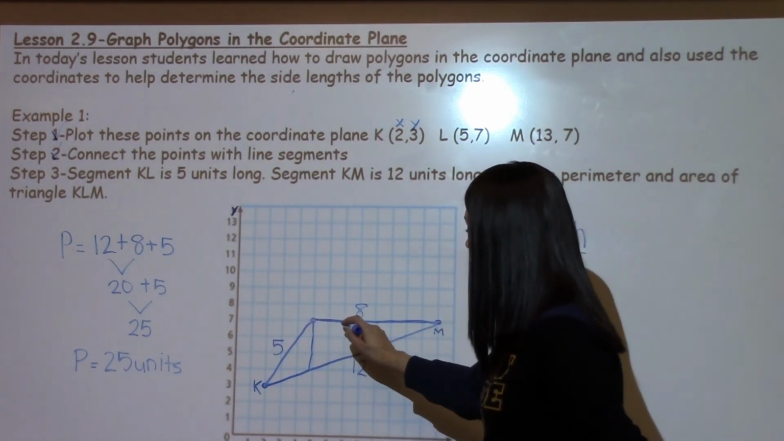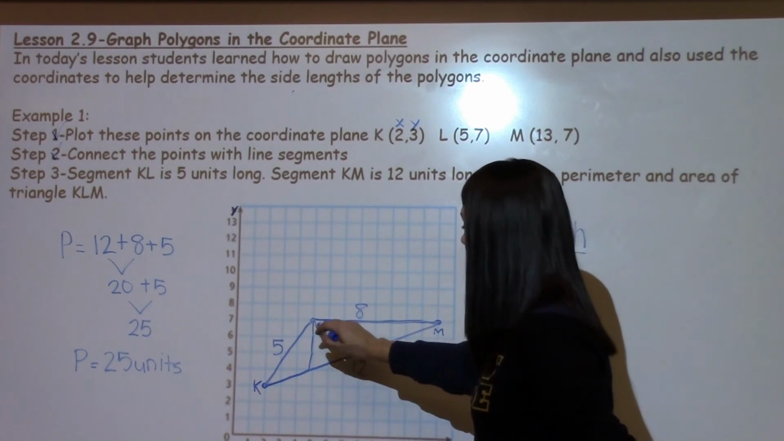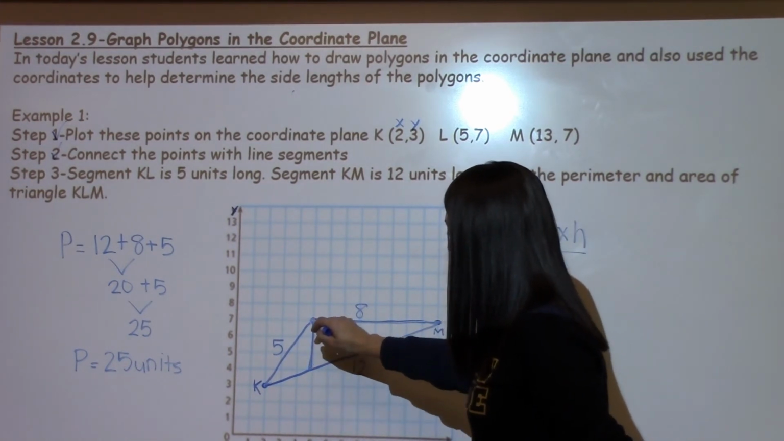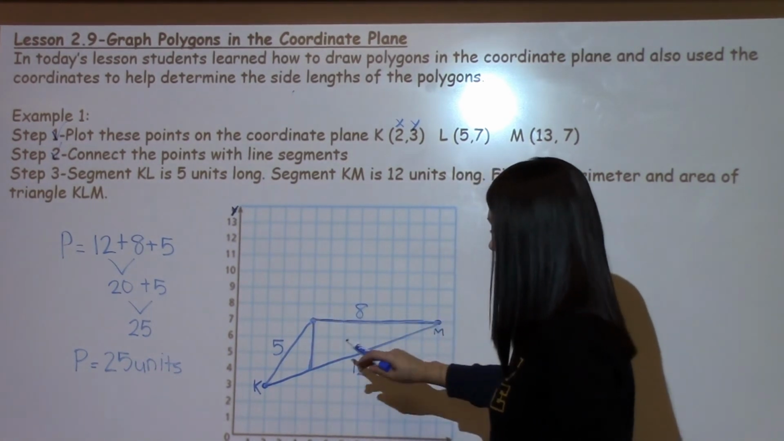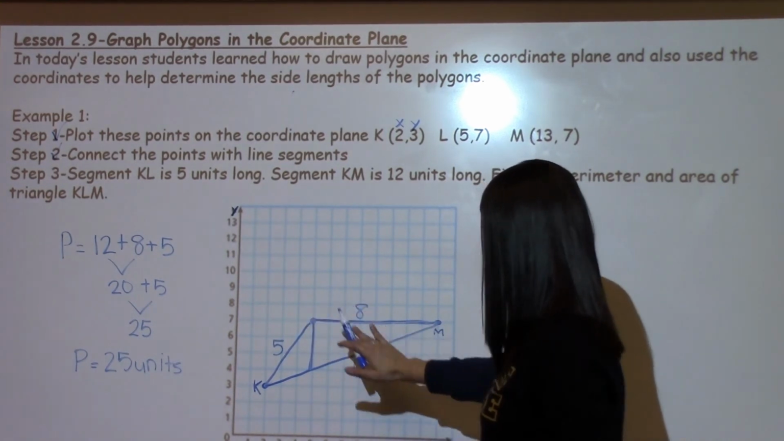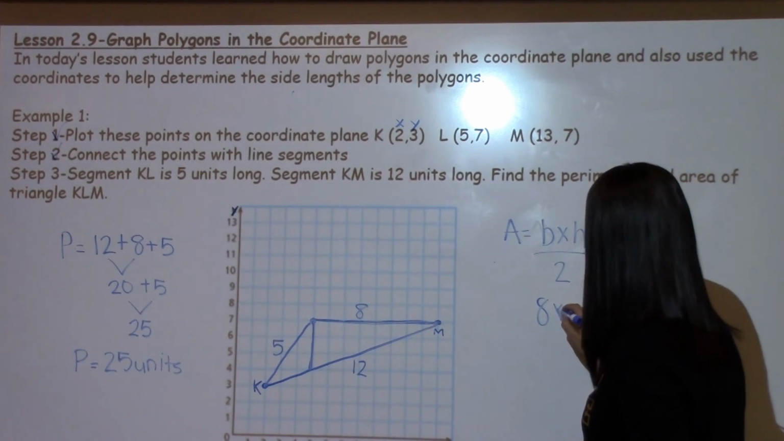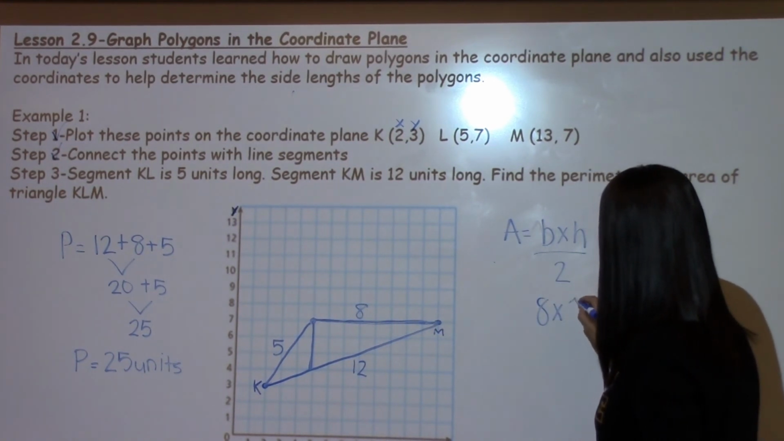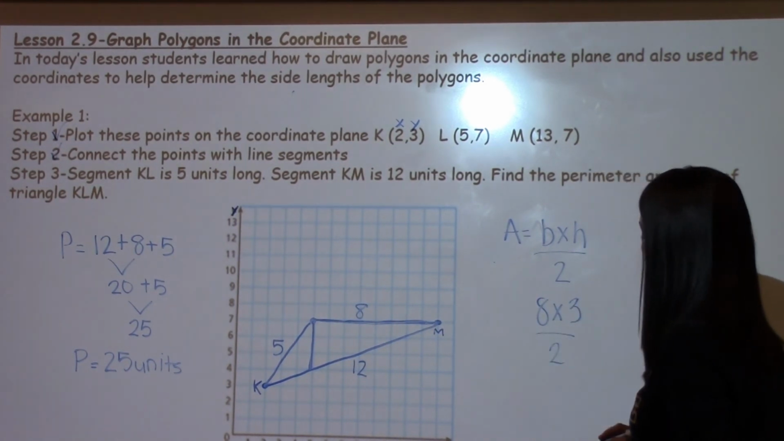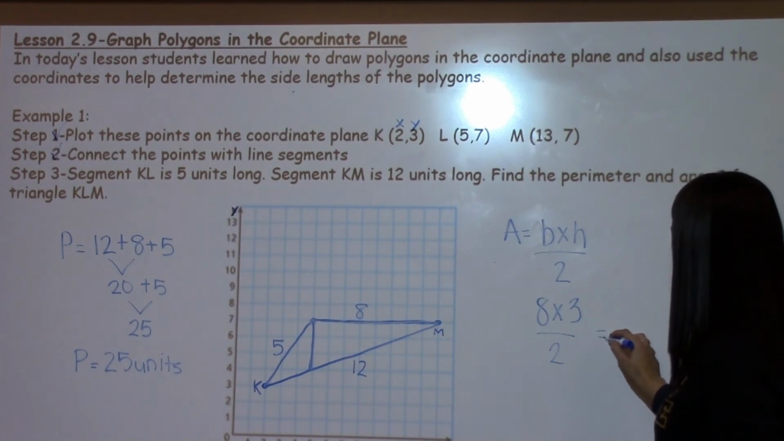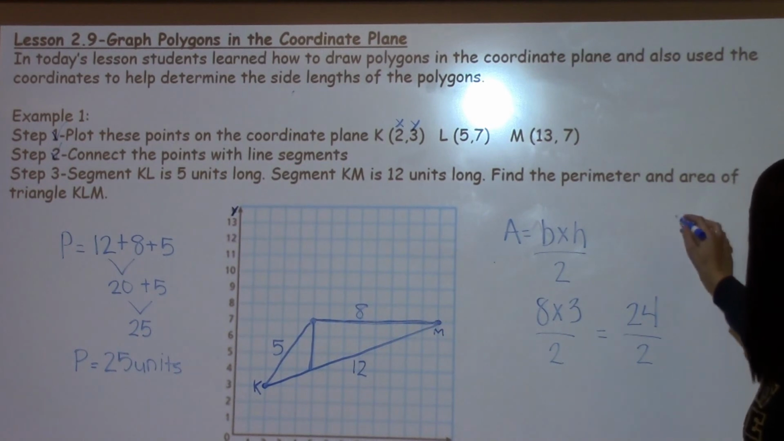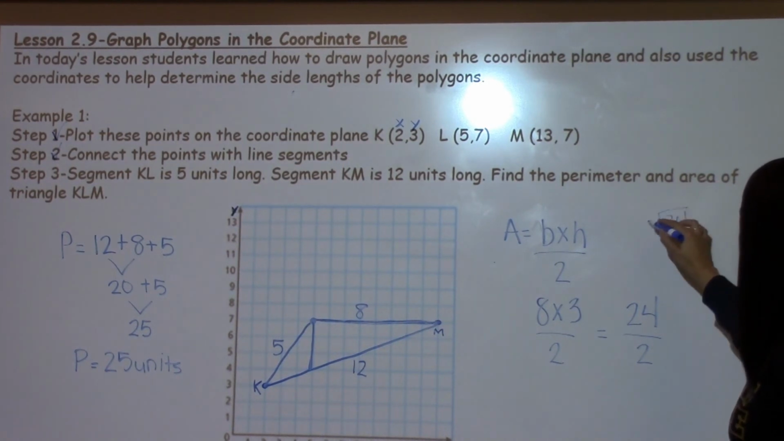Now, I know that my base is 8 because whatever your height is, your base always has a straight line going through it. So you can kind of think of this one as an upside down L. I've got a base of 8, a height of 3, and then I'm going to divide by 2. So I know that 8 times 3 is 24, and then I just need to do 24 divided by 2.